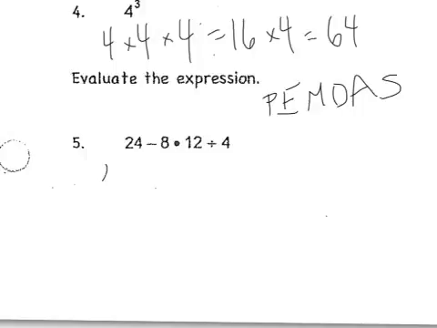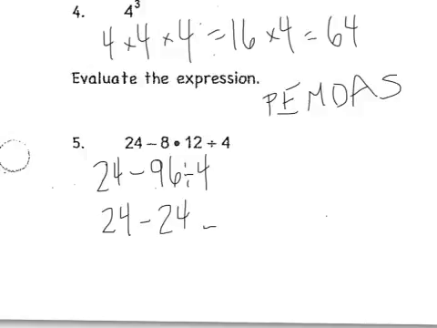So I'm going to rewrite each step. We've got 24 minus 8 times 12, which is 96, divided by 4. Now we do the 96 divided by 4, so 24 minus 96 divided by 4 happens to be 24. Then you get 0 for your answer for number 5.